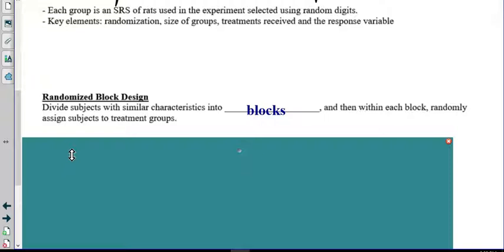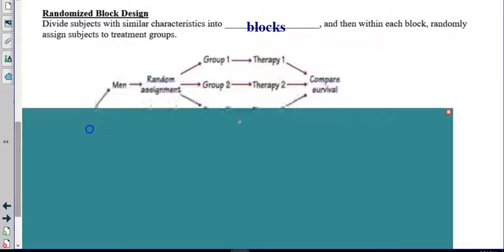Now, randomized block design. That is a different way of doing it. Divide the subjects with similar characteristics into blocks. Then within each block, randomly assign the subjects to the treatment groups. So the groups are not randomly designed. There's a reason, there's a method to the madness. But once you have the groups, then they're randomly assigned to different treatments. So look at how this one looks a little bit different.